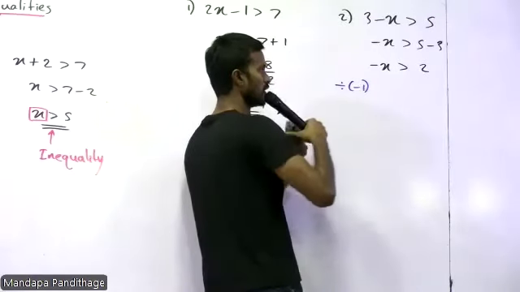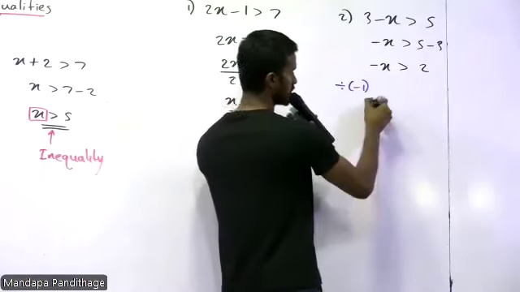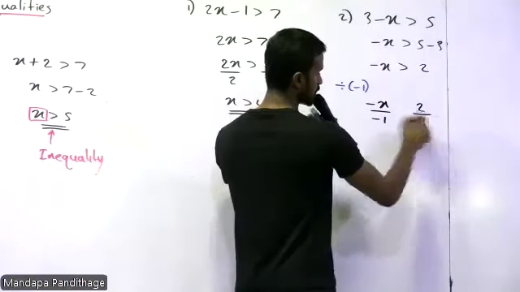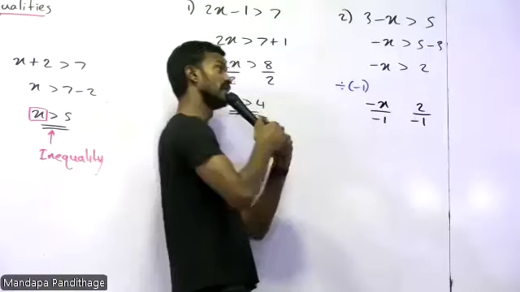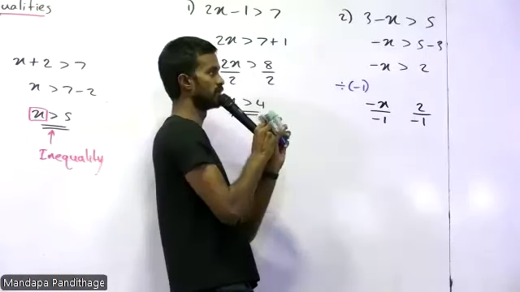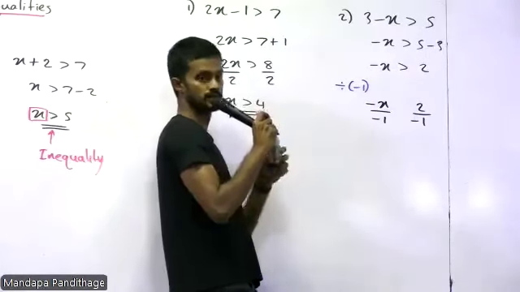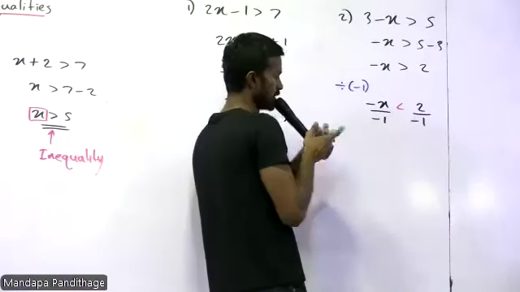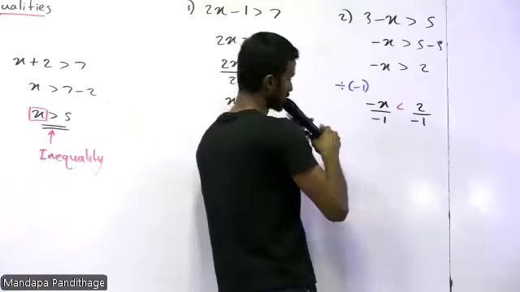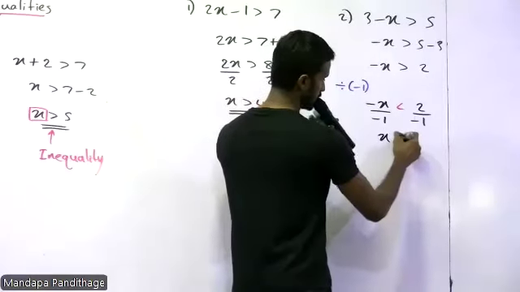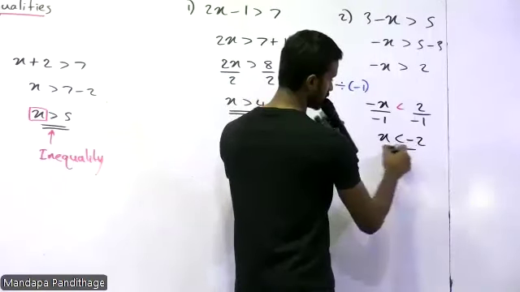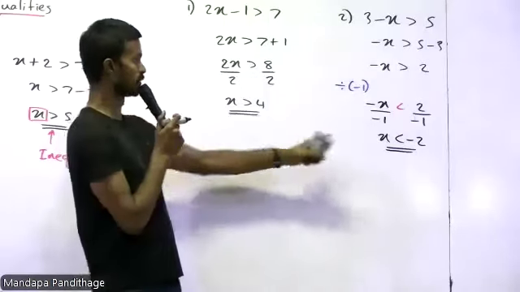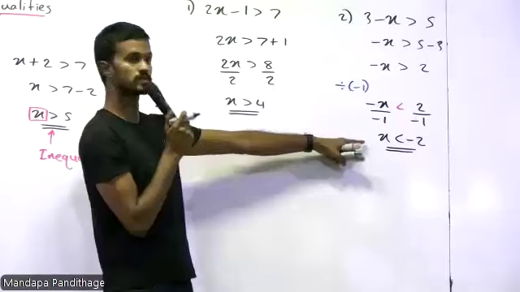So when you divide by minus 1, make sure you do this properly, because when you divide or multiply by -1, what happens to the sign? It changes. So here it is less than. So minus x divided by minus 1 is x. It's less than -2. So we get the final answer: x is less than -2. Hands up who got x is greater than 4 and x is less than -2.